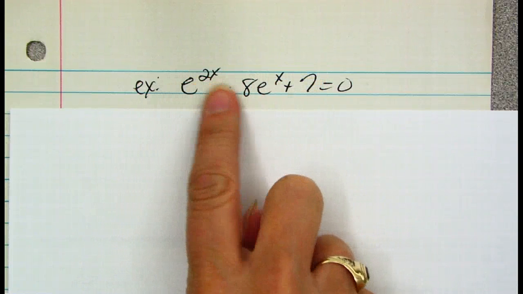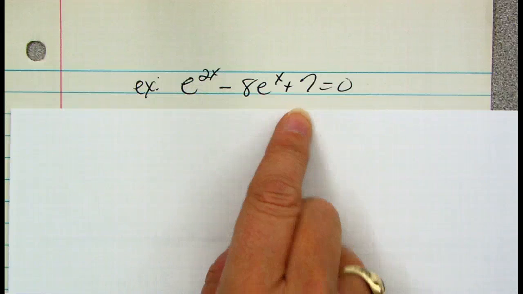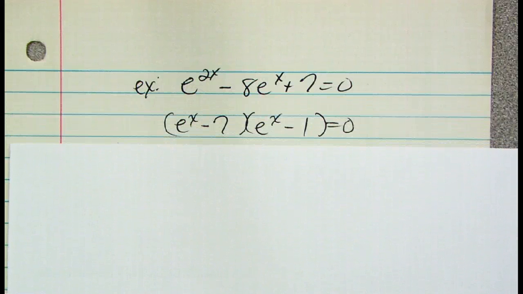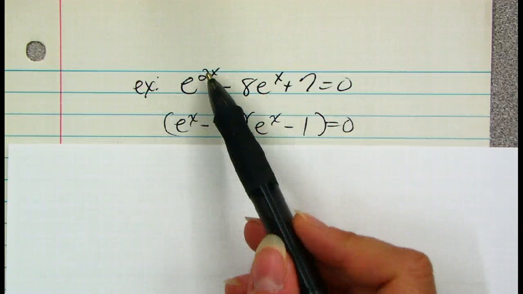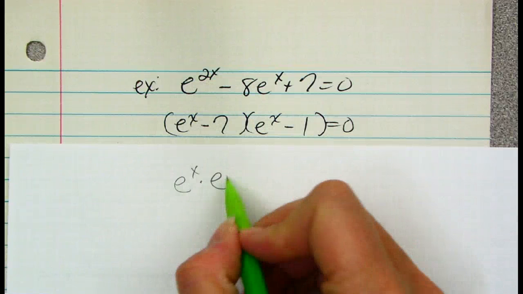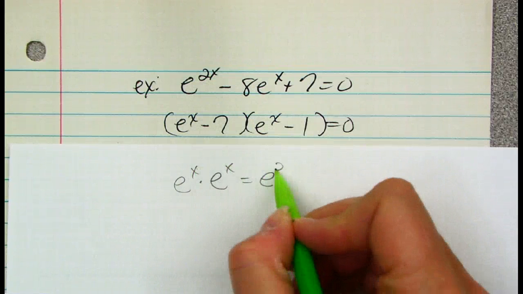So this kind of looks like a quadratic. This kind of looks like a quadratic. In fact, I'm going to play with it and see if I can get it to factor. So I put my two sets in parentheses, and I asked myself, what times what gets me e to the 2x? Well, e to the x times e to the x. When the bases are the same, you write down the base and you add them. x plus x is 2x.